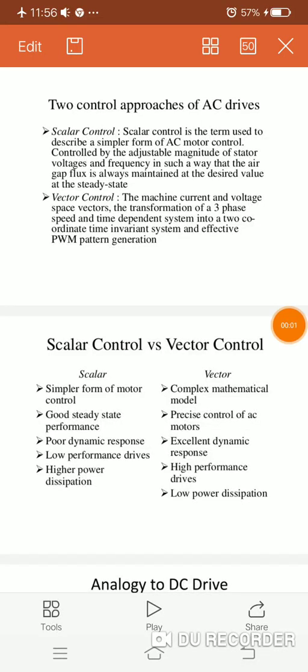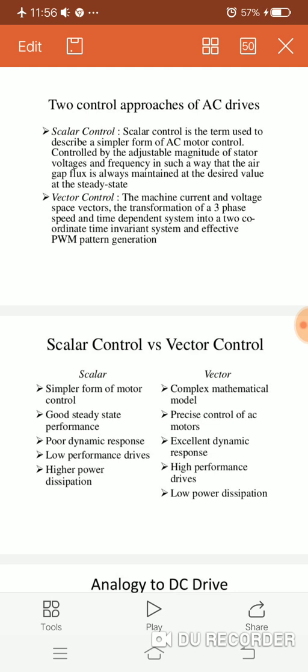Good morning. The next topic is the vector control of the induction motor. Basically, there are two types of control techniques: one is scalar control, another one is vector control. Stator voltage control, frequency control, rotor resistance control, etc. These all come under scalar control. Next one is vector control.